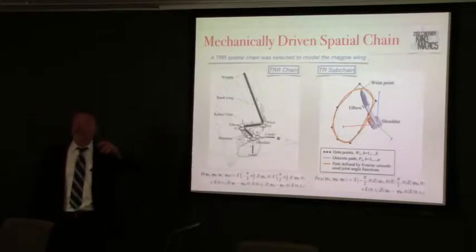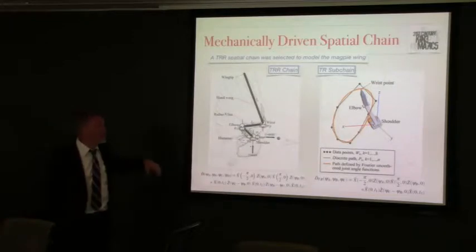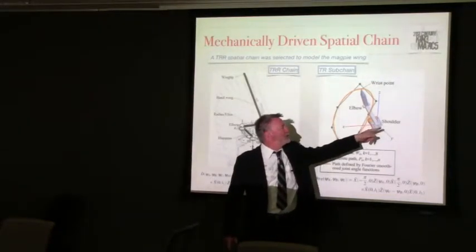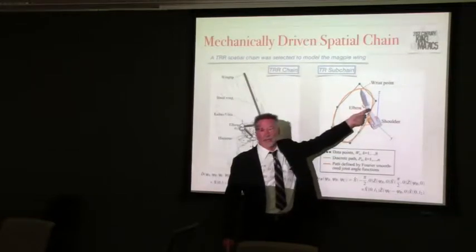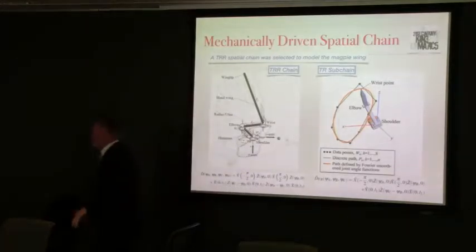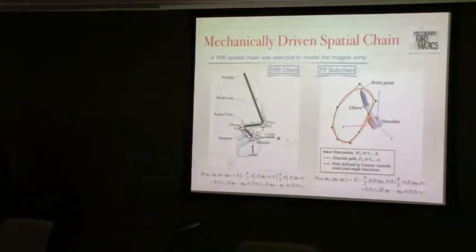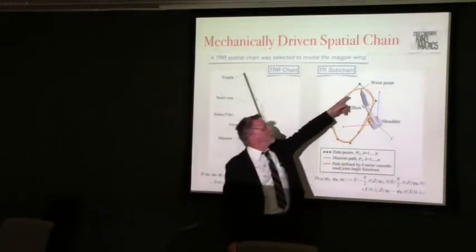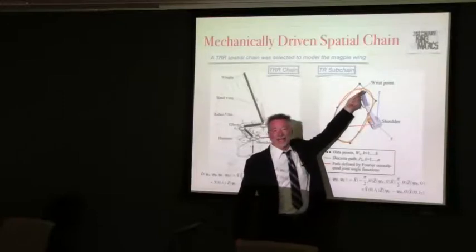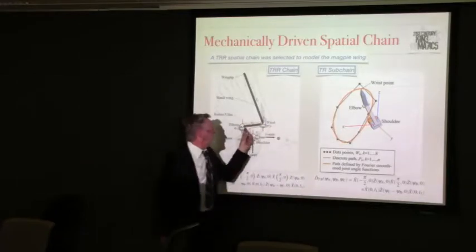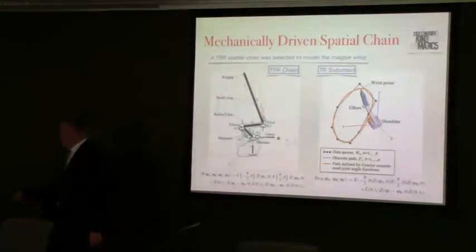But this is now a 2R chain that moves in 3 dimensions. So there's a revolute joint that goes this way, a revolute joint that goes that way, and then an elbow joint here. So this is 3 actuators. We'd use that to trace the trajectory of the wrist point. And then there's also an actuator on the end that's the end effector. So we have 1, 2, 3, 4 actuators, just like in the magpie.